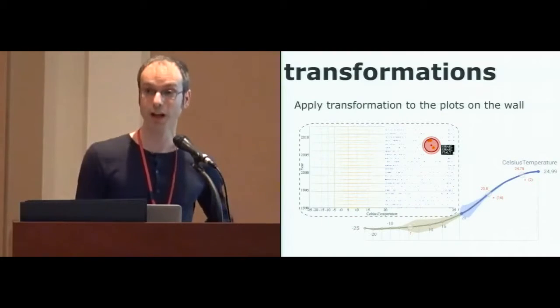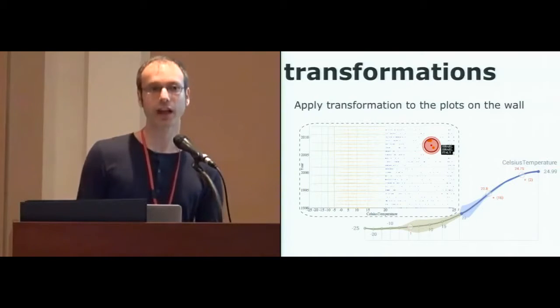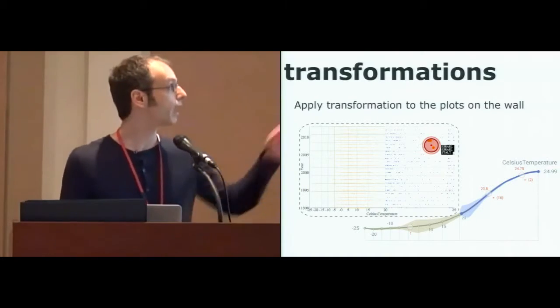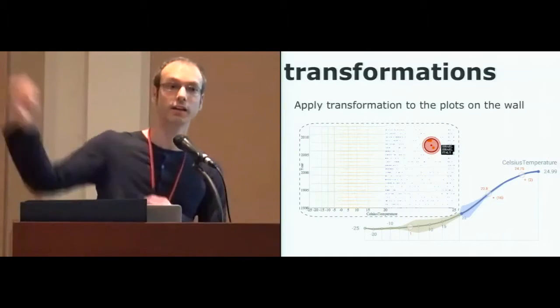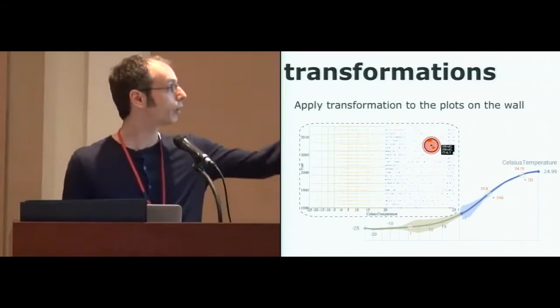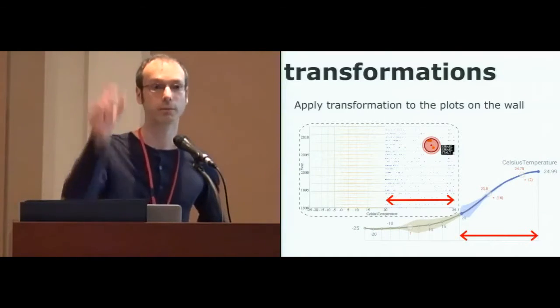So we see here, for example, how we have deformed the x-axis, the temperature axis in this scatter plot, so that we can have more detail near the highest range of the temperatures, between 20 and 25 degrees. You see the correspondence between the slider and the plots.